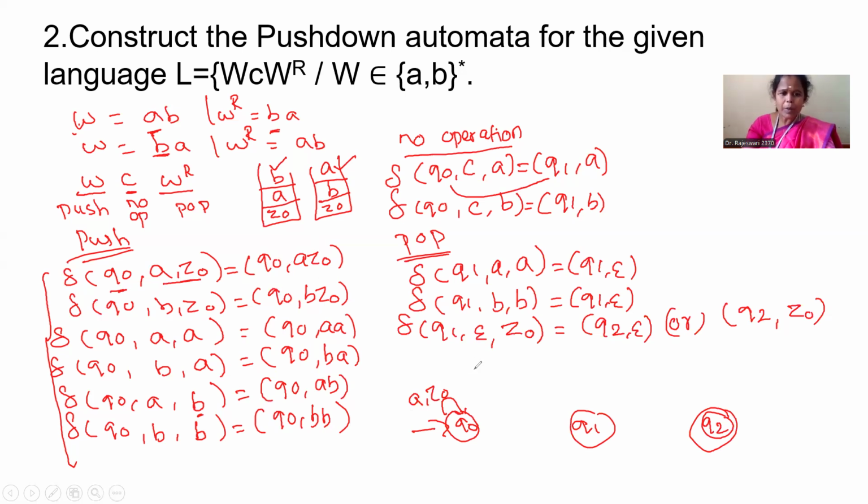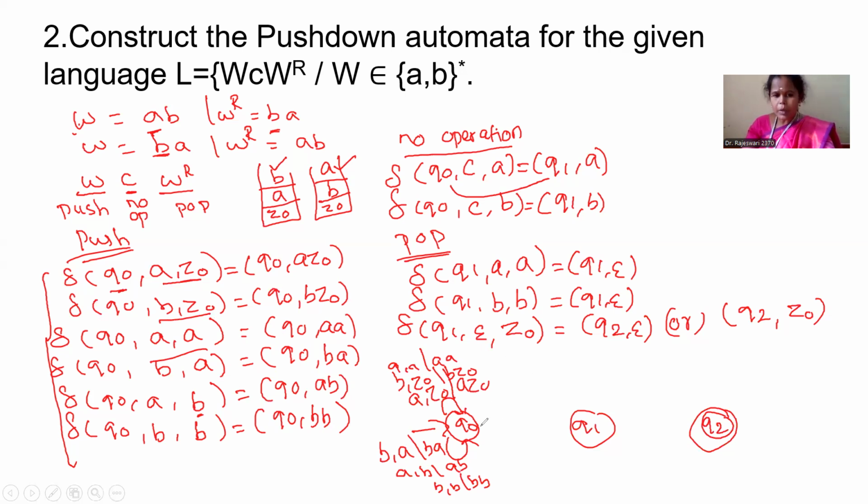Then the right-hand side operations you have to separate by using the parallel operator like this. A, Z0 is A Z0 as such, you have to write. Then B, Z0 is B Z0. Then what's the next one you have to write? A comma A, it is AA. Then B comma A, it is BA. A comma B, it is AB. B comma B, it is BB. These are all the transition functions to process W.